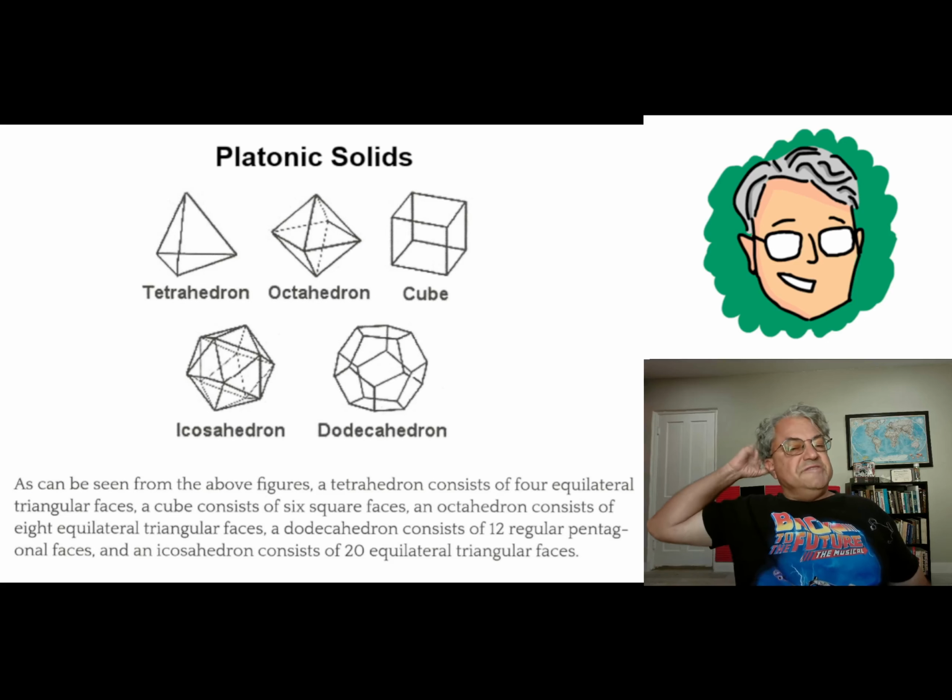The cube has six faces, as I'm sure you all know. Like a dice has six sides. It also has eight vertices and 12 edges. The icosahedron and dodecahedron are the two most complicated ones. Those are duals of each other as well. The icosahedron has the most faces: 20 equilateral triangular faces, 12 vertices and 30 edges. And the dodecahedron, which is its dual, has 12 regular pentagonal faces as well as 20 vertices and 30 edges. So those are the five Platonic solids.